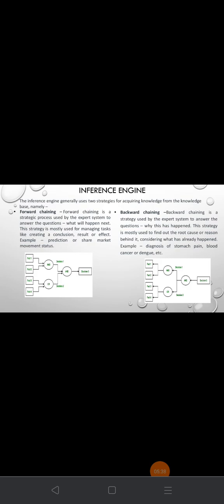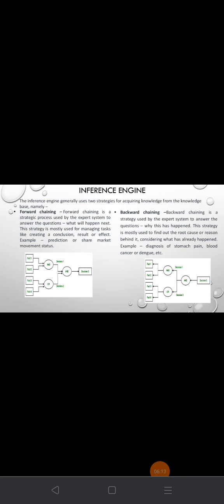So, from this we can understand that the inference engine acts as the brain of the system. This component has two strategies for acquiring knowledge from the knowledge base, namely backward chaining and forward chaining. Forward chaining is used to answer the question what will happen next. This strategy is mostly used for managing tasks like creating a conclusion, result or effect. Prediction or share market movement status are examples of forward chaining.